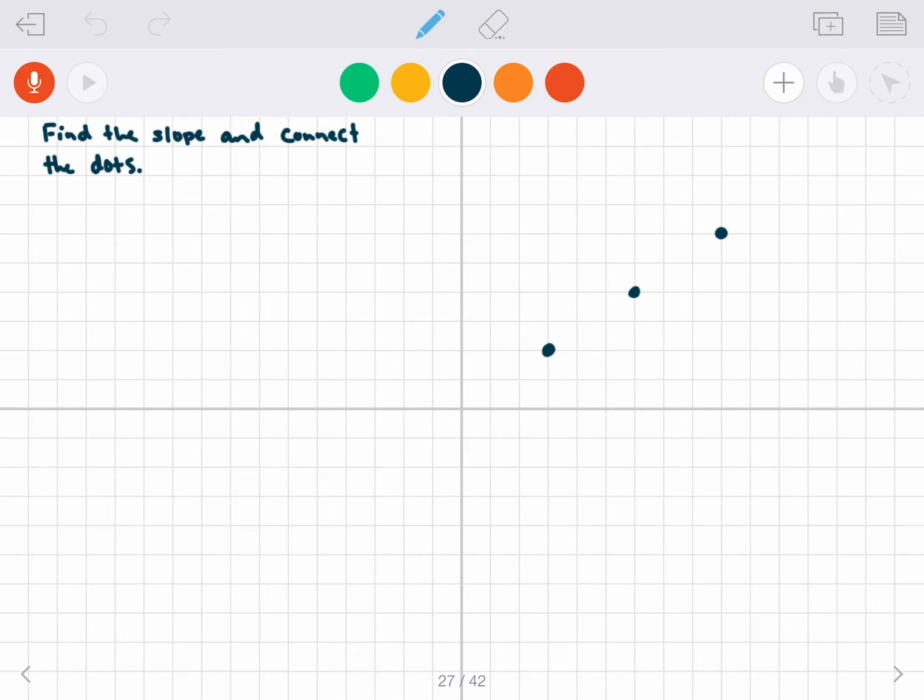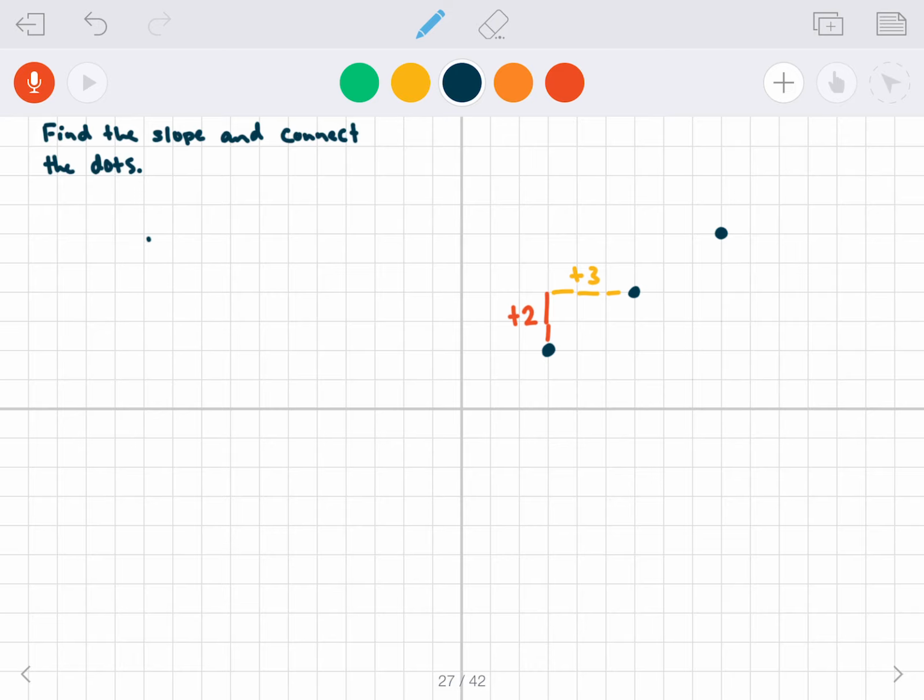So find the slope and connect the dots. So this is how we do it, okay? We start at one of the dots. I'm just going to choose the left. And we're trying to see how much do I have to rise and how much do I have to run to get to the next dot. So if I start here, I have to rise 1, 2. So I rose plus 2. And then to get to the other one, I have to run 1, 2, 3. So I went 2 in the positive y, and then 3 in the positive x.